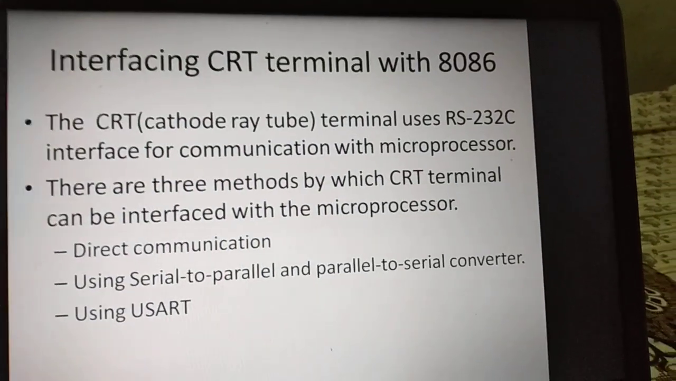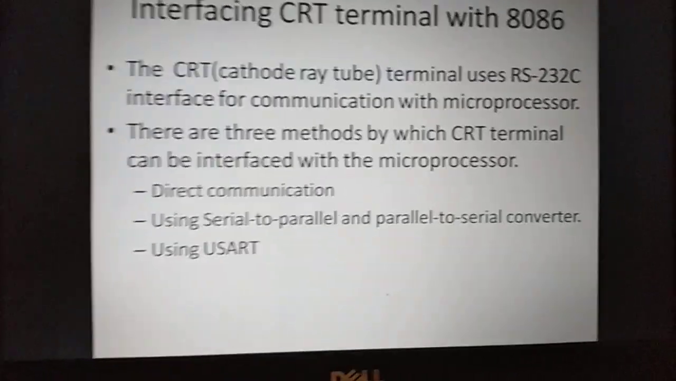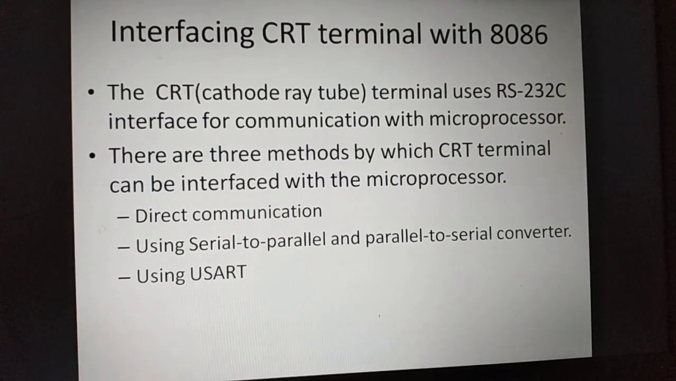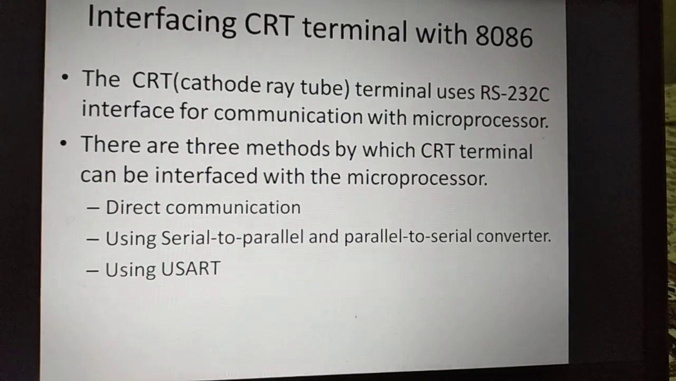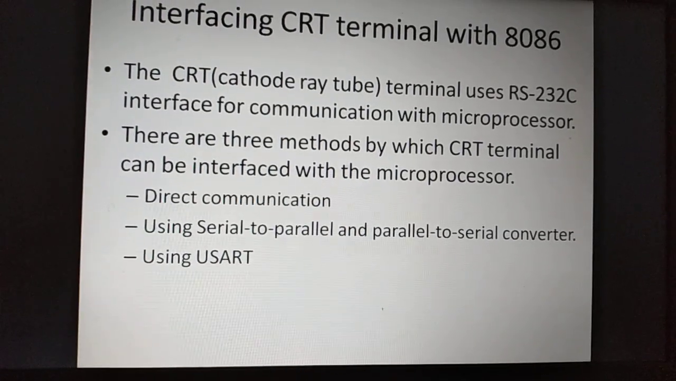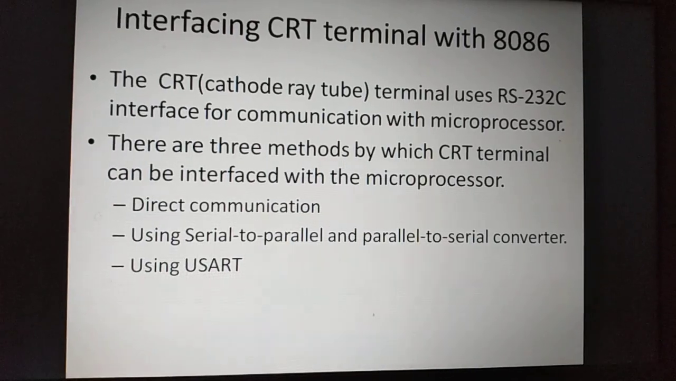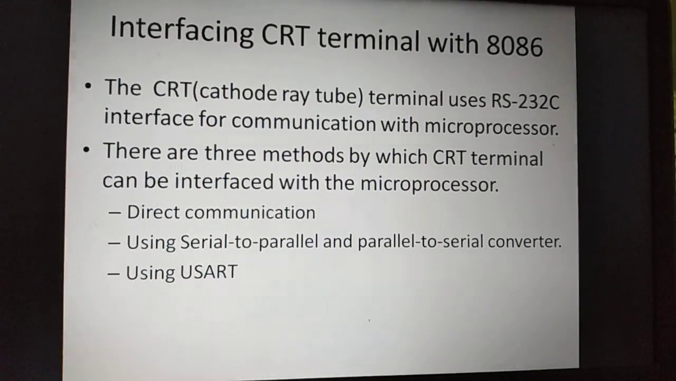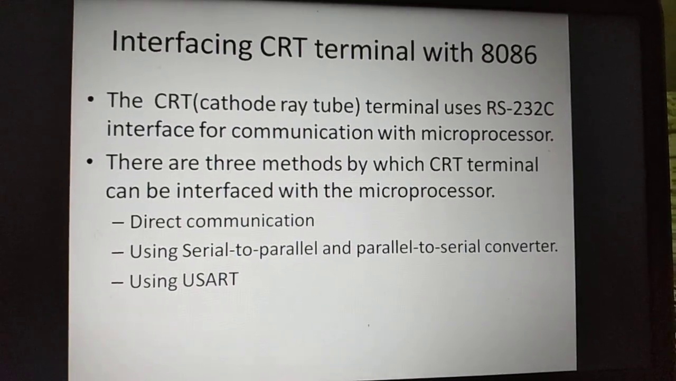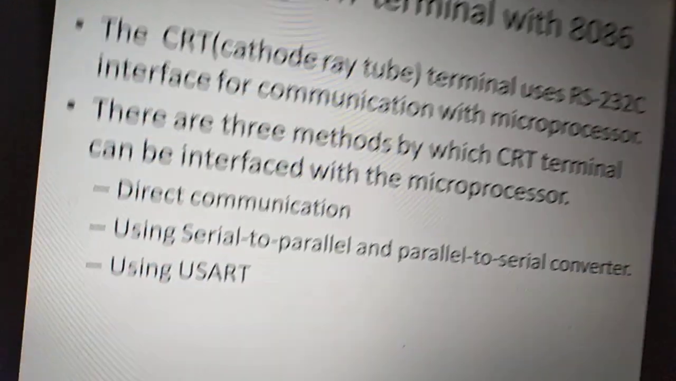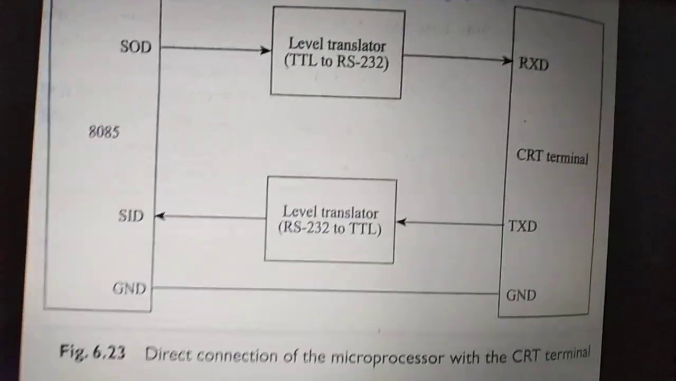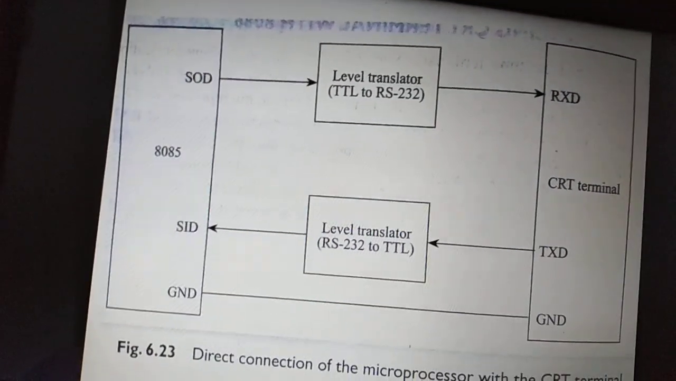Now let us come to how the monitor or the CRT terminal is going to be interacting with the 8086. CRT stands for cathode ray tube, and this is going to be communicating with the microprocessor through the RS232C interface. There are three methods for how the CRT is communicated with the microprocessor. One is direct communication, another is using serial to parallel or parallel to serial converters, and the third is using the USART.